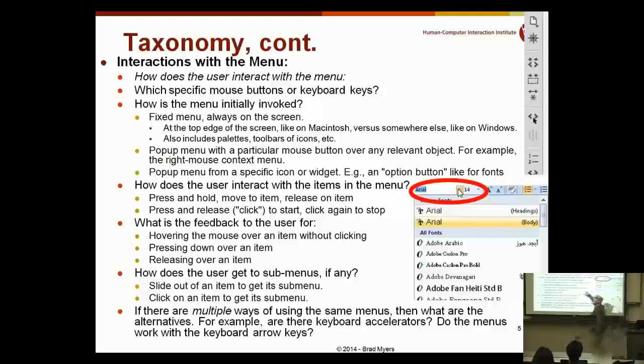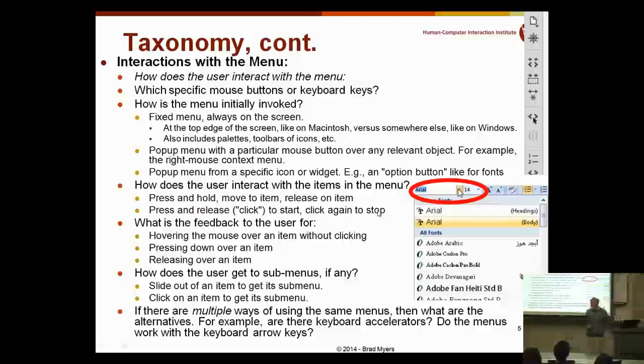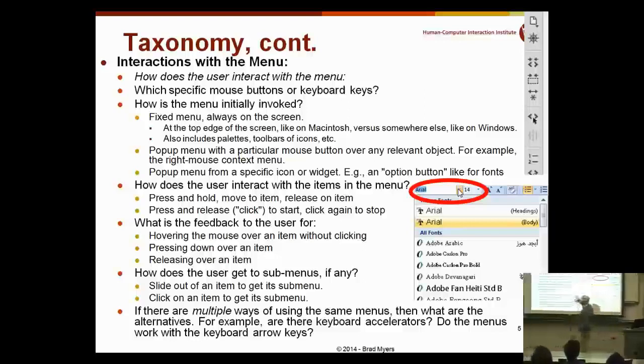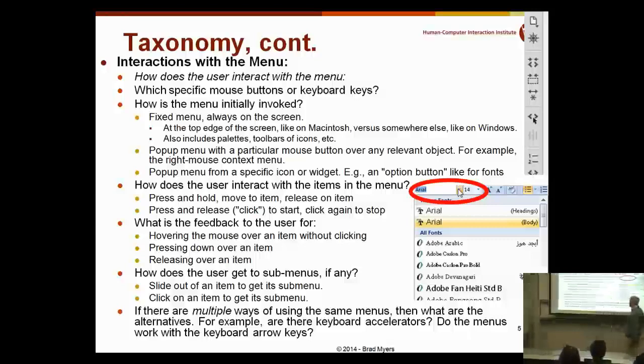Next, you have the question of what the feedback is. How does the user see what's going on? And most modern systems let you see something even if you just put the mouse on top of something without any buttons pressed. Right, so that's called hover feedback. Then you have feedback when you press down and feedback over the item that's selected. And then if there are submenus, how do those happen? Do you have to click, or do you slide out? So there are a lot of choices with that.